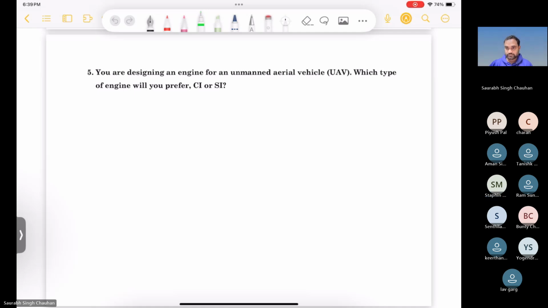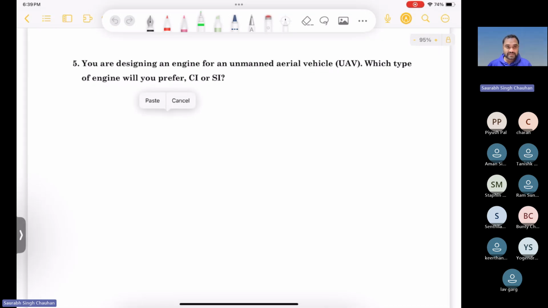Spark ignition engine. Why? That we have already discussed in some previous question: in UAV applications or drone applications, your main focus is on the weight. You don't care about the fuel economy. You do, of course, but there your main focus is the weight. You don't want to put more weight on these air vehicles.